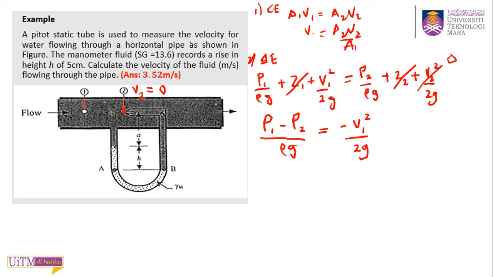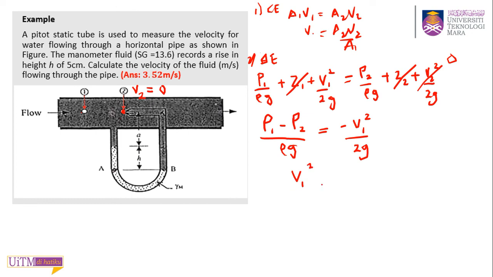They ask you to find V, right? Calculate the velocity of the fluid going into the pipe. So they ask you to find V. Which V? V1. Normally, actually, I think it is better if you write like this.